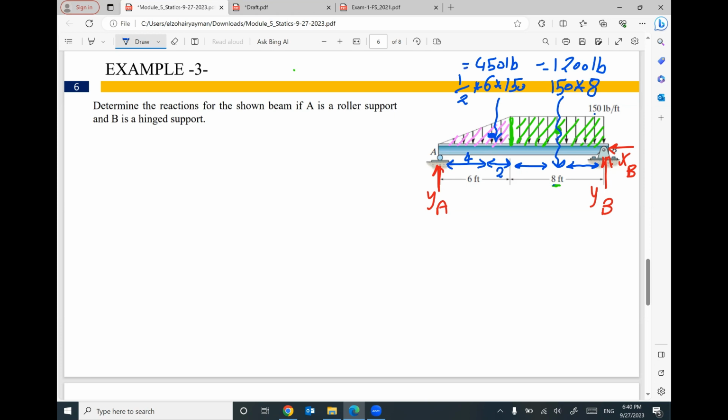This is your final shape. Then you can apply summation f of x equals 0, summation f of y equals 0, summation moment at any point equals 0. So you can find your reactions. So you can do it at home.